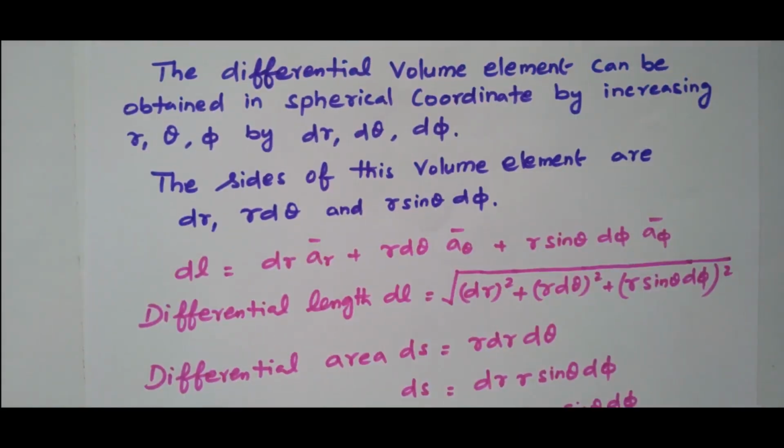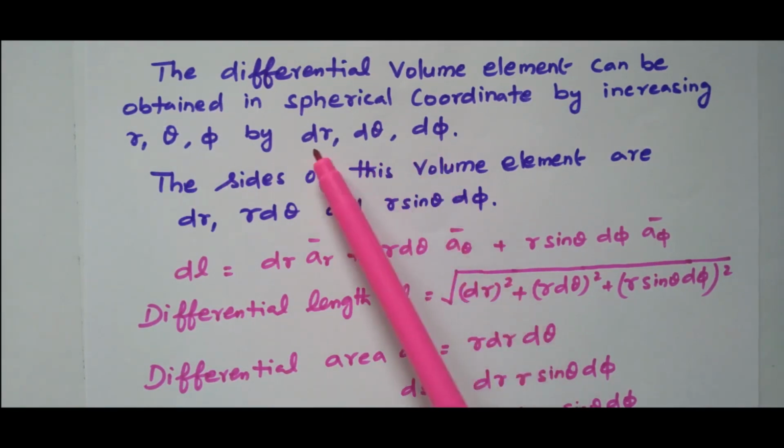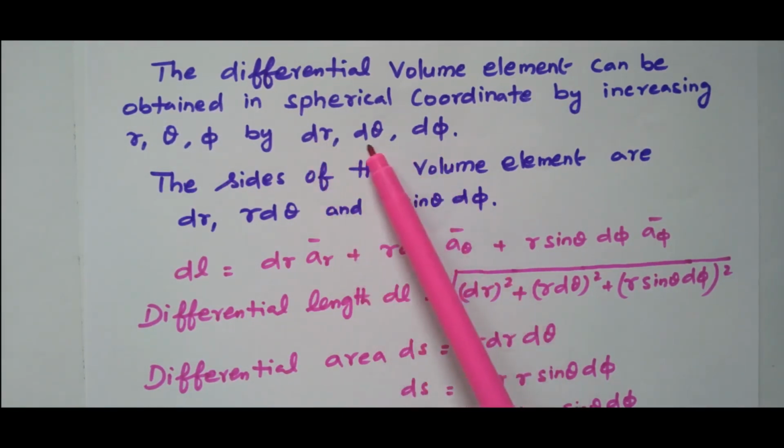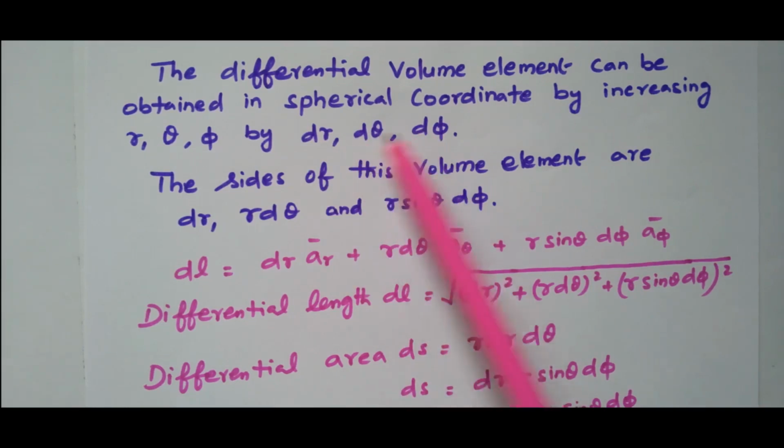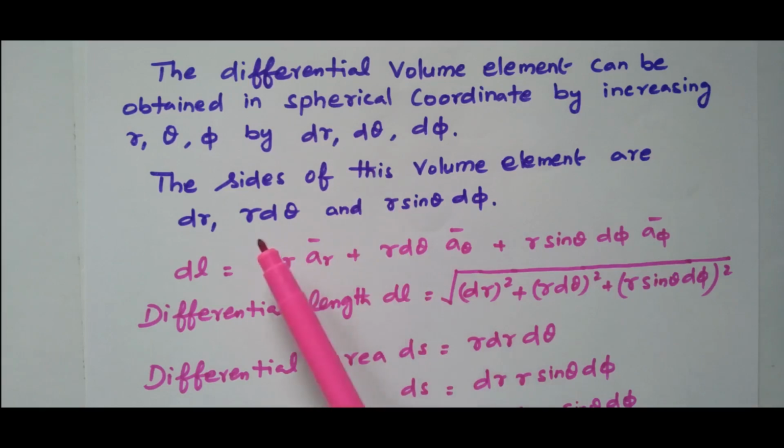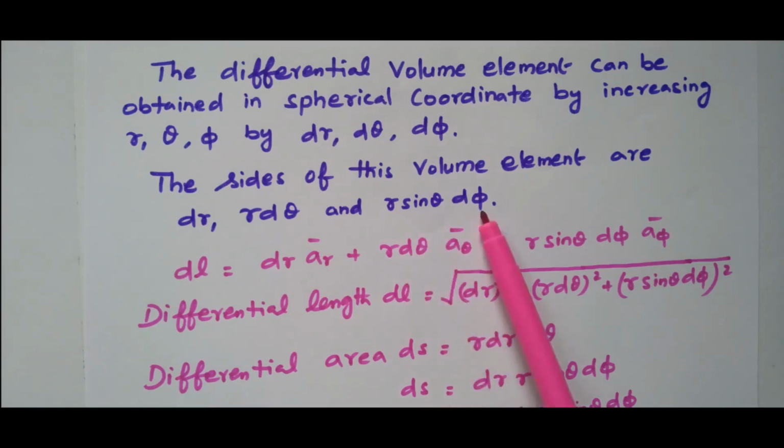In order to find the differential volume, r, theta and pi are increased into dr, d theta and d pi, right? The dr is already a length, but d theta and d pi are angles. So they should be represented in terms of length. This d theta is nothing but r d theta, and r d theta is equivalent to a length. Similarly, d pi is converted into r sin theta d pi. So this is also represented as a length.